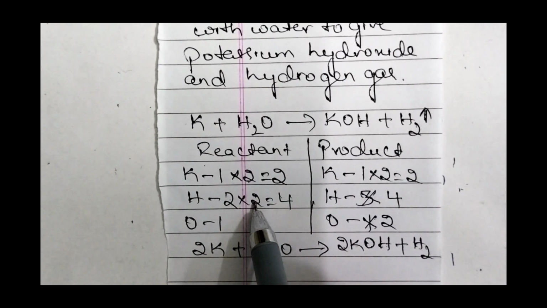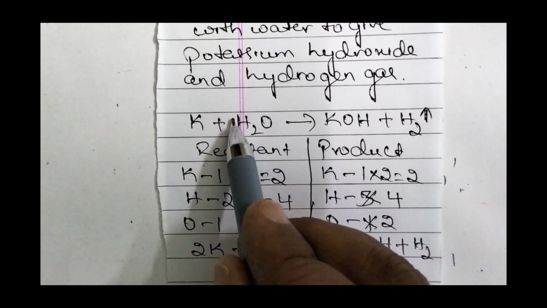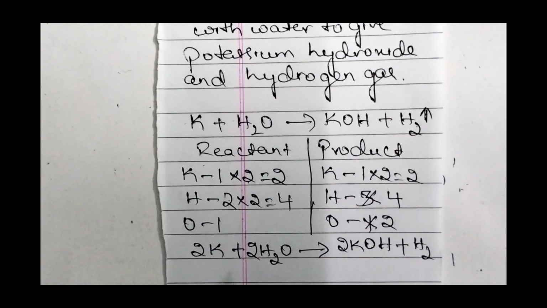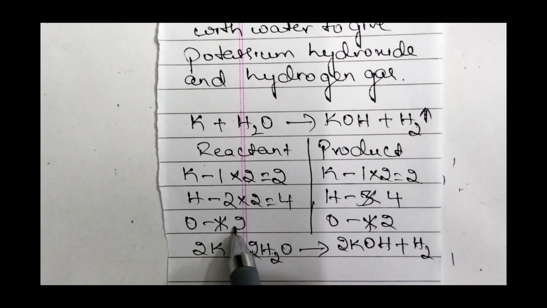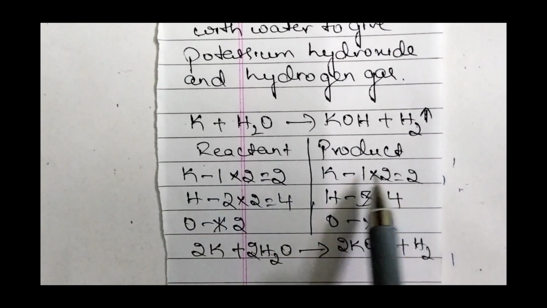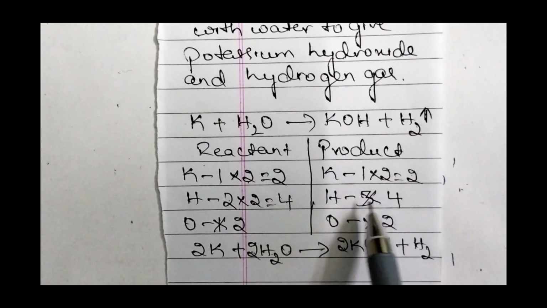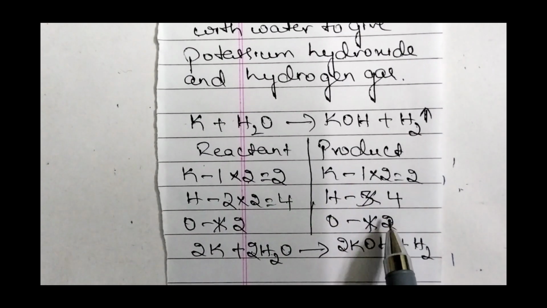So now this 2 you have to multiply here. So how much will it become? 2H2O. When hydrogen is multiplied by 2, it will become 4. This 2 is not only multiplied for hydrogen, it is also multiplied for oxygen. So oxygen also becomes 2, cancel 1 and write down 2. Now everything is balanced. So 2 is equal to 2, 4 is equal to 4, 2 is equal to 2.